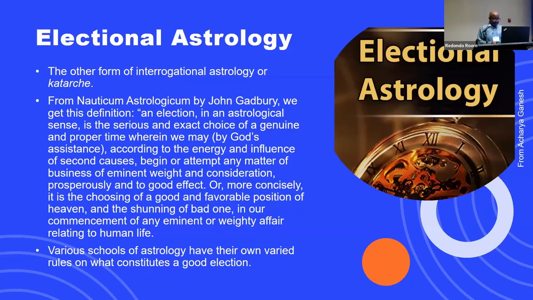Or more concisely, it is the choosing of a good and favorable position of heaven and the shunning of a bad one in our commencement of any eminent or weighty affair relating to human life. Various schools of thought have their own varied rules on what constitutes a good election, but this is why it's a branch rather than a school.